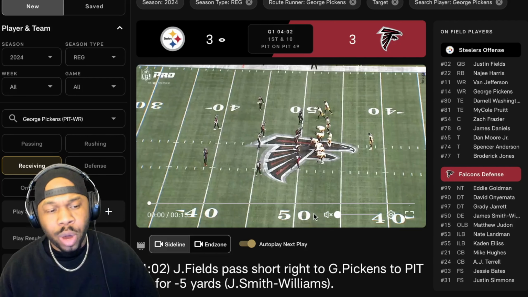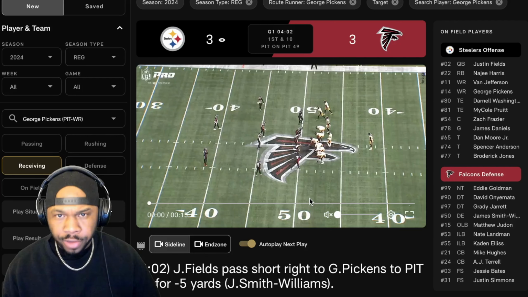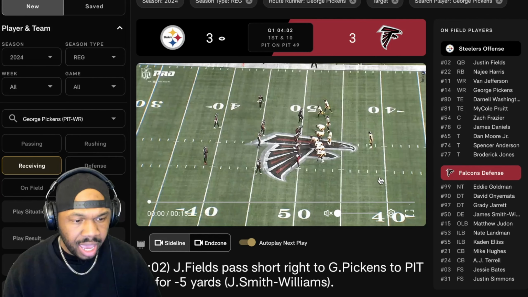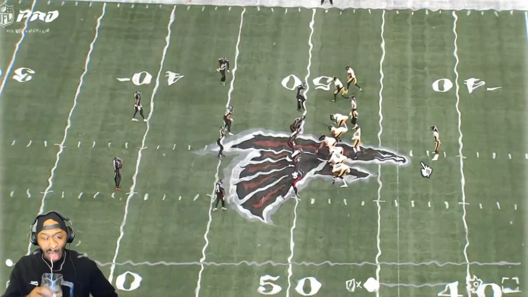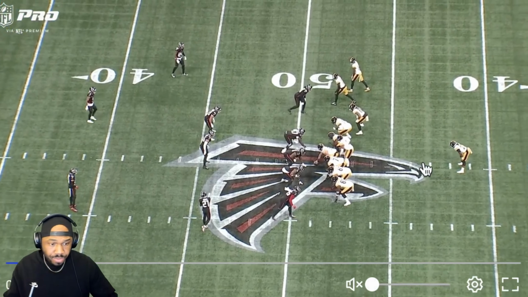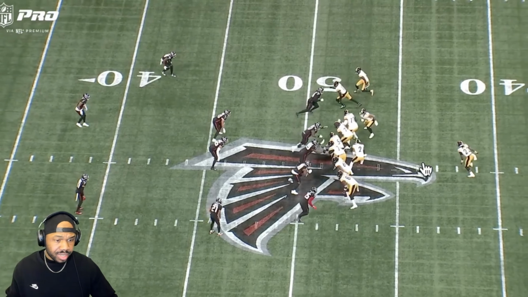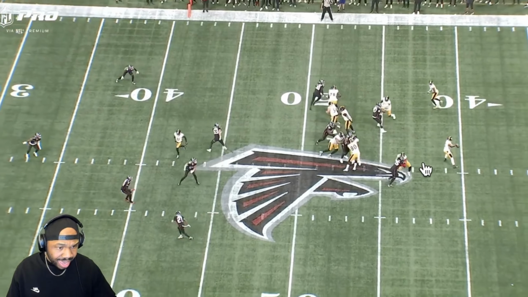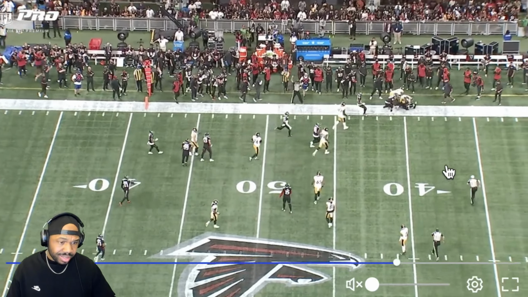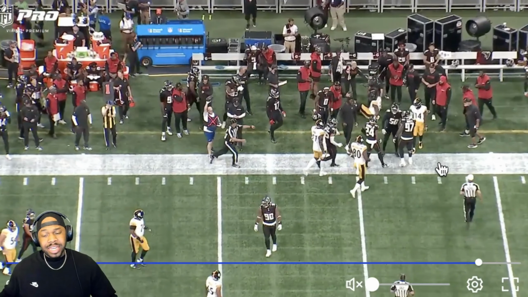This is a very questionable play call by Arthur Smith. All right, this is a 1st and 10 situation, and this is the play they run. I'm going to run the clip and then I'm going to break it down. Watch this. We get a play action screen fake to George Pickens, and it gets a -5 yards on a 1st and 10 situation.